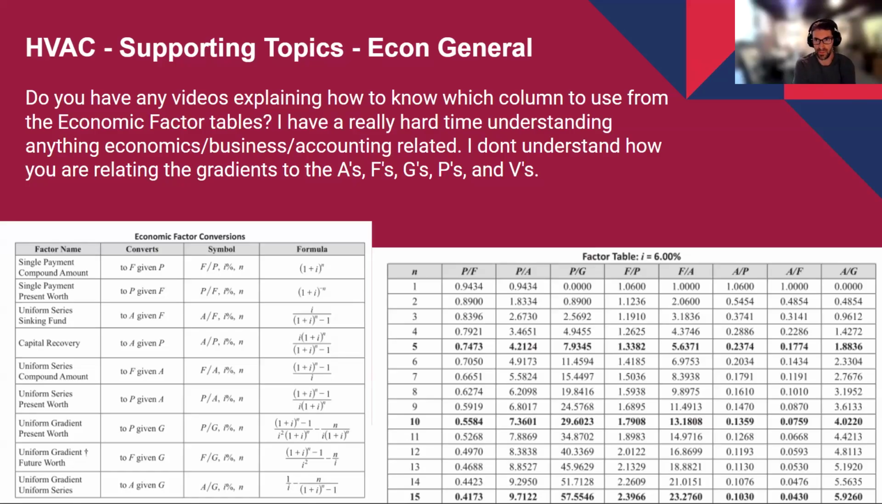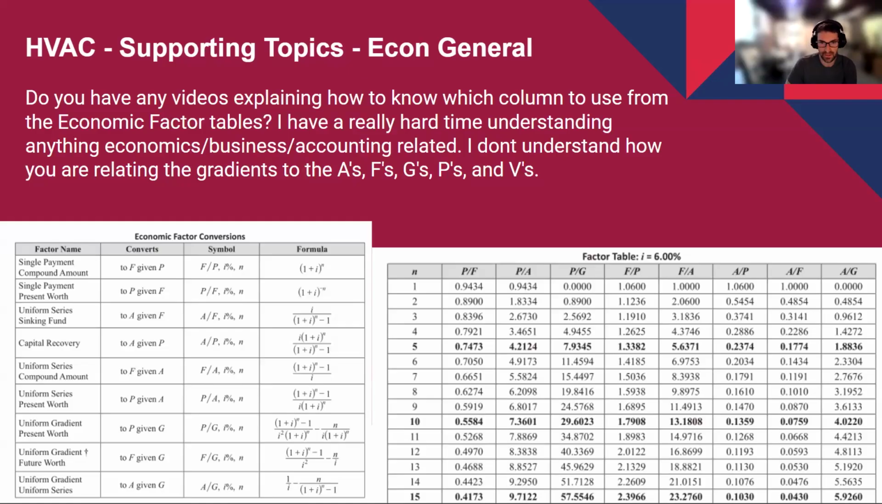So do you have any videos explaining how to know which column to use from the economic factor tables? I have a really hard time understanding anything economics/business/accounting related. I don't understand how you're relating the gradients to the A, F, G, P's, and V's. I'm not sure what the V's are, but A for annualized, F for future, G for gradient, and P for present value. Yeah, so the answer is right from the reference handbook.